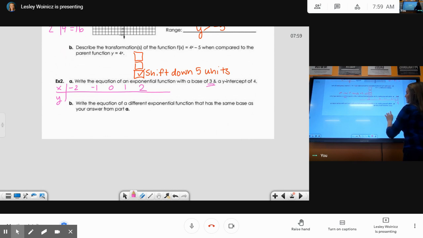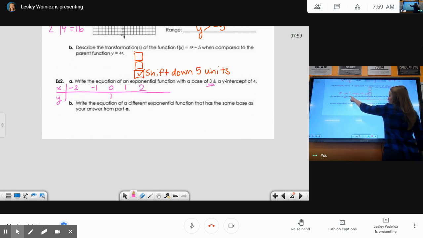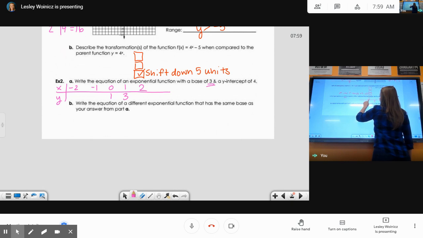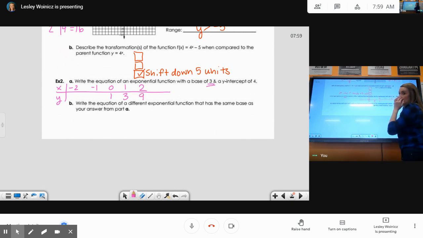And my y's are going to be, we'll start with 0. Anything to the 0 power is 1. 3 to the first power is 3. 3 squared is 9, right? Okay, and then remember these are the flippers. So if I flip the first power upside down, I get 1/3. If I flip the second power upside down, I get 1/9. Okay, so those are the points for the parent function.